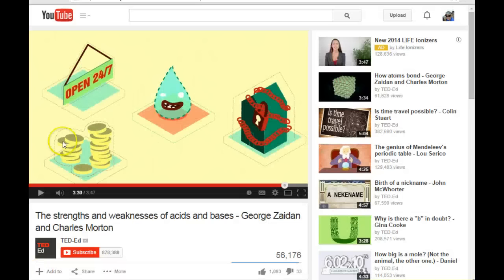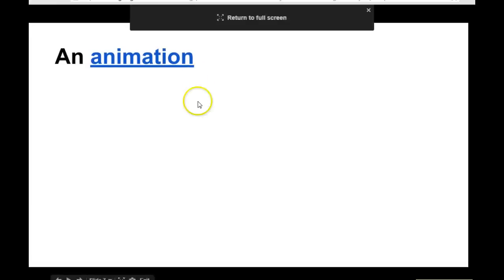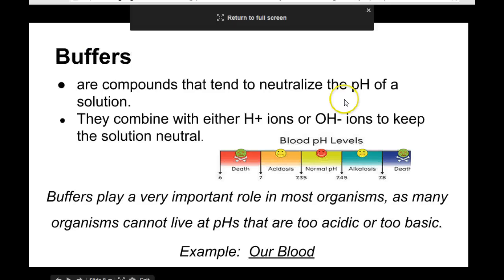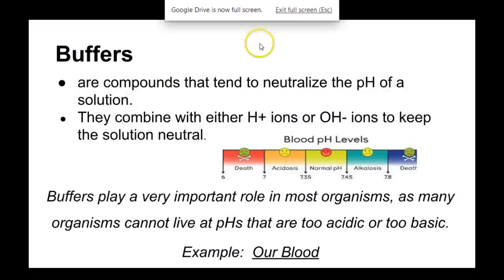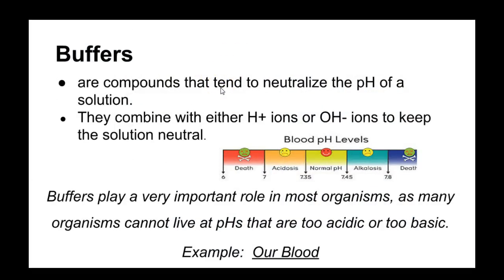Okay, so going back to our slide, hopefully that helped you understand a little bit more about what we were talking about. Next thing I want to talk about are buffers. Buffers, and I apologize for putting all of this up at once. I'm usually animating things. Those are just compounds that tend to neutralize the pH of a solution. And what they do is they're sort of these magical compounds that are able to either donate hydrogen ions or hydroxide ions to keep a solution neutral.